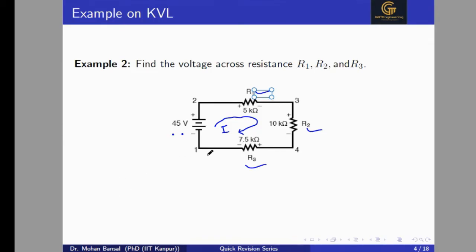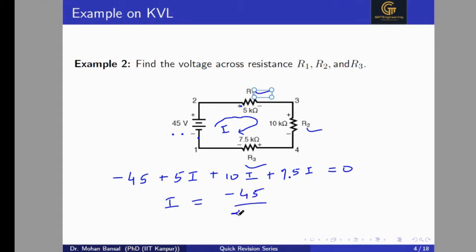If we apply KVL, here we get the minus sign first, so we can write minus 45 plus 5I plus 10I plus 7.5I is equal to 0. If we compute the current here, we get I is equal to 45 divided by 22.5. This is positive, so we get 2 ampere current in this circuit.